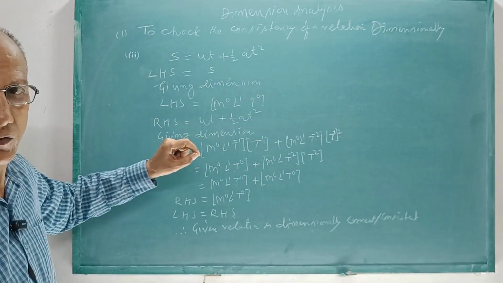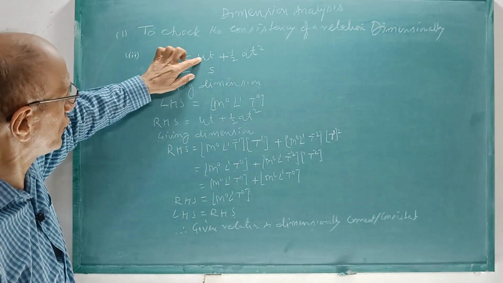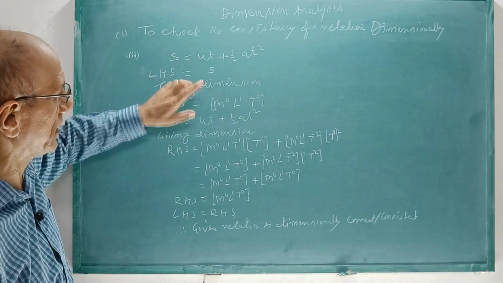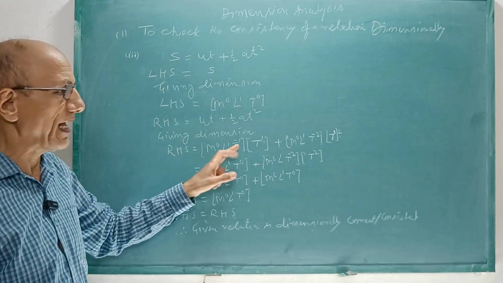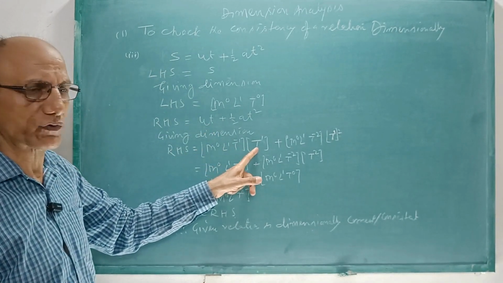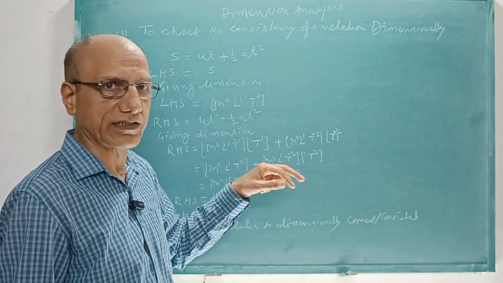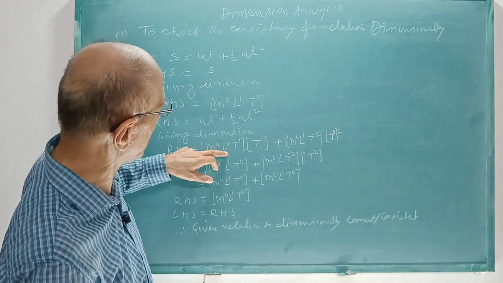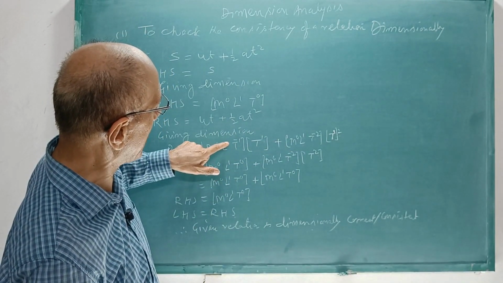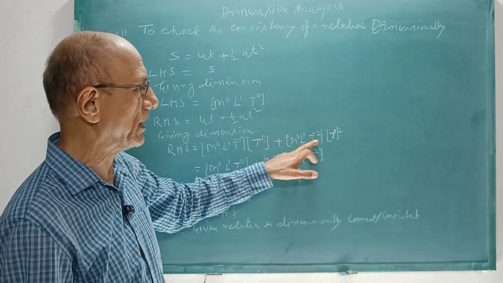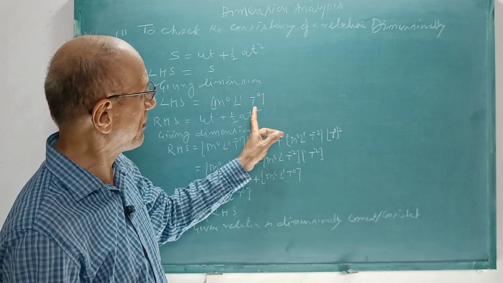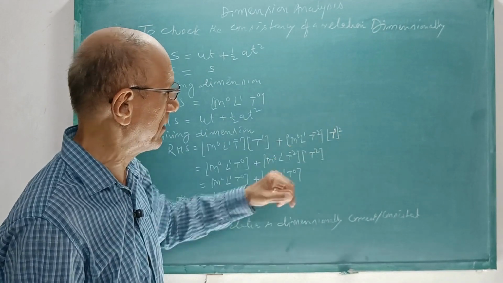So giving dimensions, the right hand side will become: u is initial velocity, but it is a velocity, so M0 L1 T minus 1, and this is time multiplied by time, so T to the power 1. Here half is dimensionless, a is acceleration. Acceleration will be velocity upon time, so divided by time, you will get L1 T minus 2. So M0 L1 T minus 2, and here t square. The dimension of t is T1 and is square.